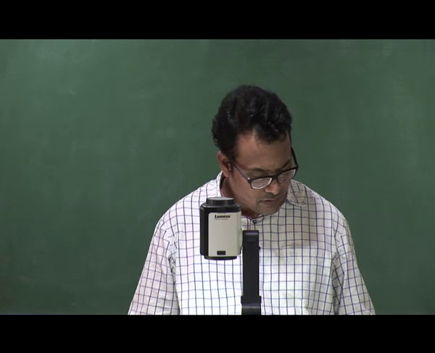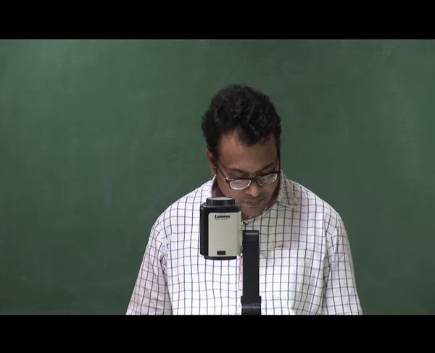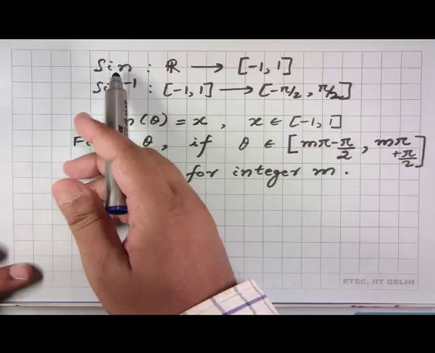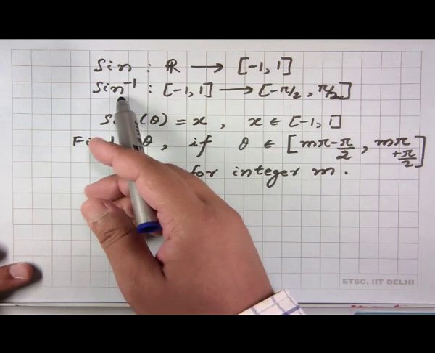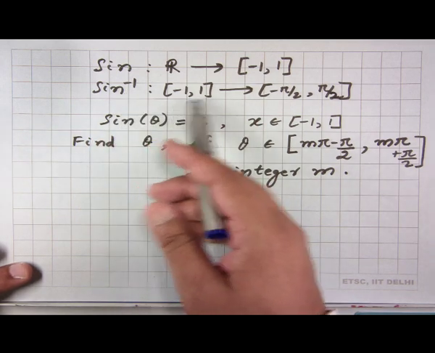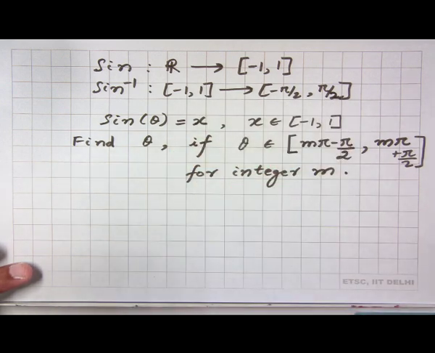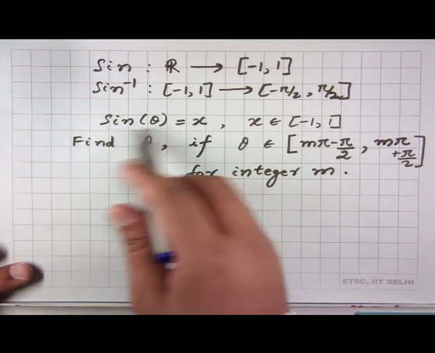So, I have tried to solve this problem in general for the sine function. For the sine function, the domain and the range is as written here, and for the sine inverse function the domain is -1 to 1, the range is -π/2 to +π/2, and let us say that we have to solve this equation here.